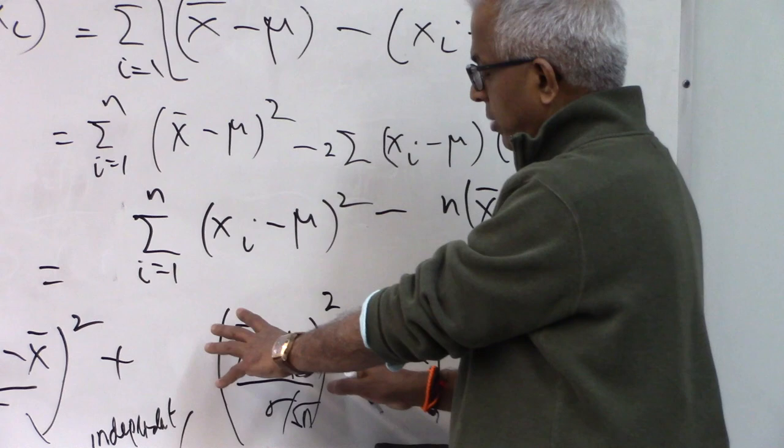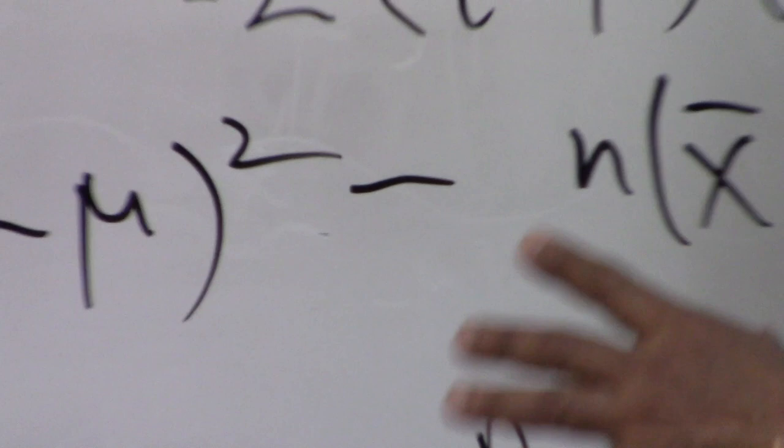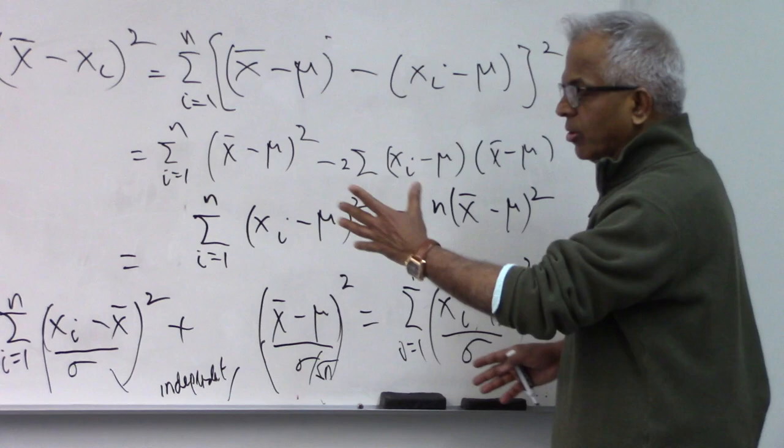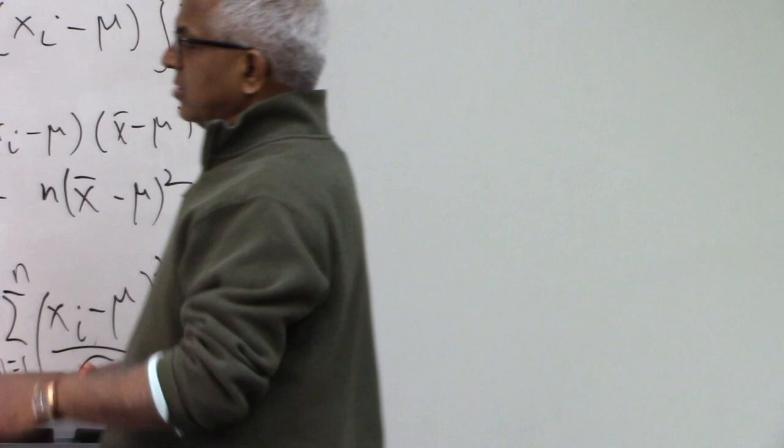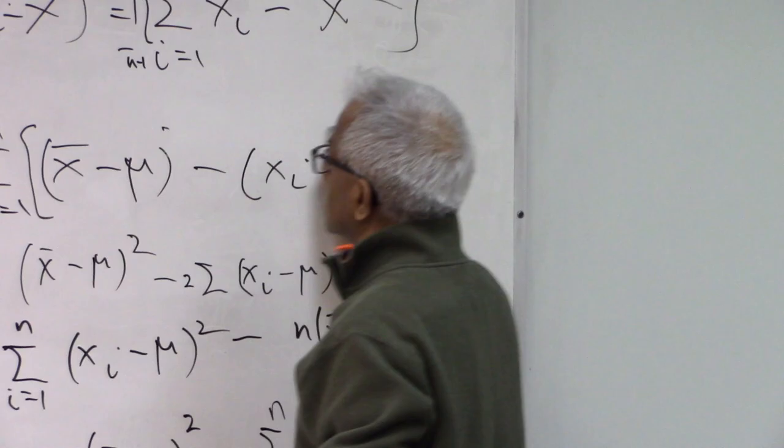Right? So question is, what is this? You can see from the characteristic function that this is chi squared with n minus 1 degrees of freedom. That's what I wanted to conclude, that quantity. If that is the case, this is all we are interested in, because we wanted to find the variance of that.